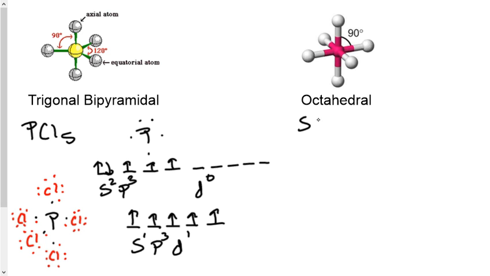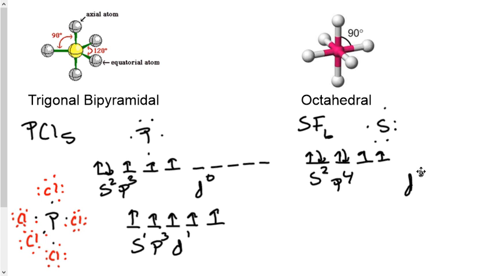Sulfur hexafluoride. If we look at sulfur, its ending configuration and dot diagram looks like this. It's an s2p4. So arrow up and then arrow down. Arrow up, arrow down, and then up and up. Let's also write the d0 in here. And there's 5 orbitals there: 1, 2, 3, 4, 5.